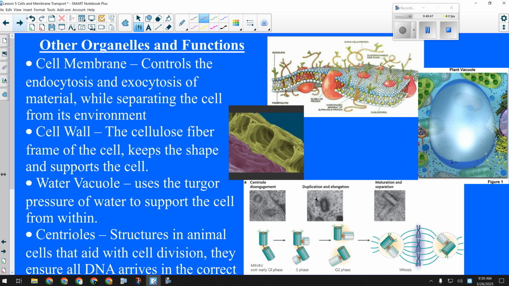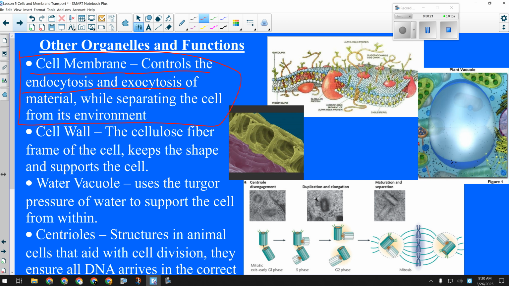All right. Other organelles that we need to talk about. Just double check in your notes that all of these are listed there. So the cell membrane, because we haven't talked about that. The cell membrane controls these processes. So this is what I would expect for you to write for the cell membrane. The cell membrane controls endocytosis and exocytosis. That is what I would expect you to write, because that is the technical function of the cell membrane.